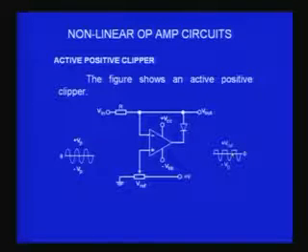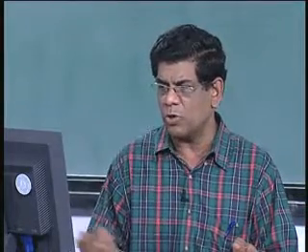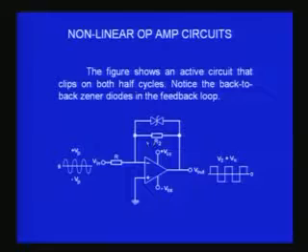In some cases you want both sides clipped. When I take a sine wave and clip both sides, I will get almost a square wave. So there is one such circuit which I wanted to show you. You can see the circuit shown here has two Zener diodes connected in opposition, together, and therefore the output will be clipped on both sides at plus VZ and minus VZ.